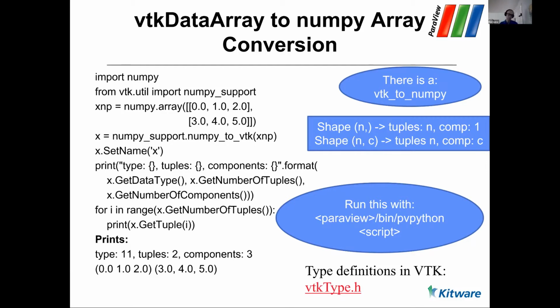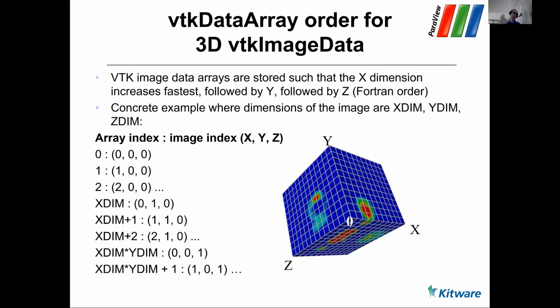So as I mentioned, you have to be careful when converting multidimensional arrays between VTK and NumPy, or even VTK and C++. VTK uses Fortran order. So the X dimension increases the fastest, followed by Y and followed by Z. This is kind of tricky to figure out. You can look at it and understand this better on your own, but keep this in mind.